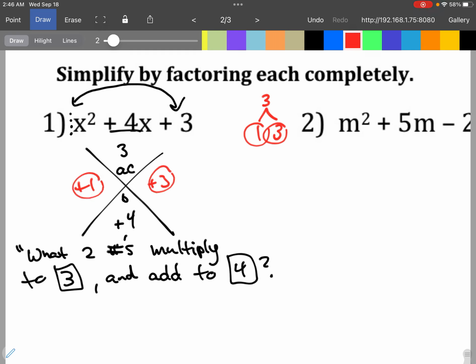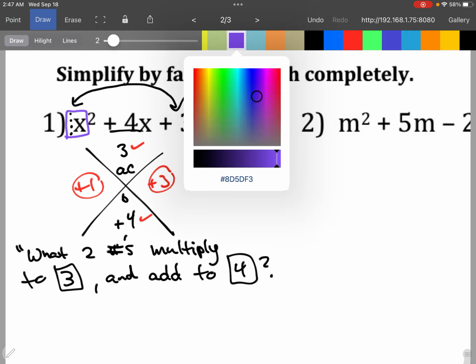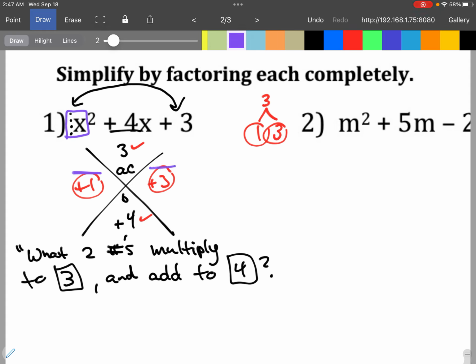I multiply these two, I get 3. If I add these two, I get 4. Here is the final answer. And this is how you're going to do it 100% of the time, even when we move on to harder problems. Y'all see this first term right here? You always take your first term, do not include the squared, and you put it on top of your two numbers.